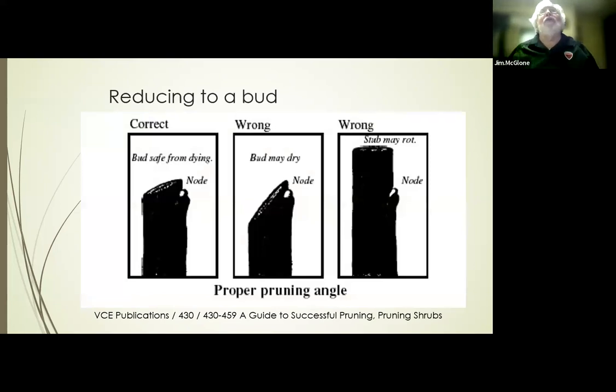So when we talk about reducing to a bud, it's similar to making a reduction to a lateral. The difference is you don't necessarily have that branch bark ridge, so you've got to kind of use your judgment. This cut should be between 30 and 45 degrees. If you make the cut too angled, the bud may dry out and this node may no longer be available. If you make it too high, then you wind up with all these stubs. And I have seen trees or shrubs that came from the nursery that were pruned like this, and they've got all these dead stubs here where they're making those pruning cuts above the nodes.